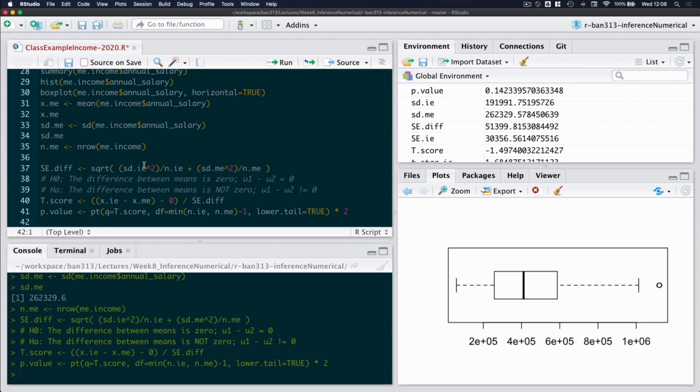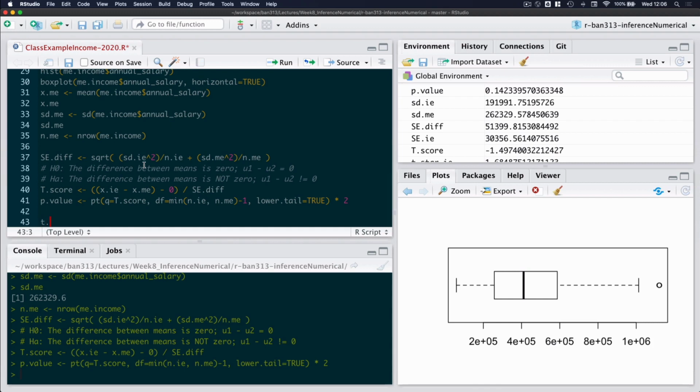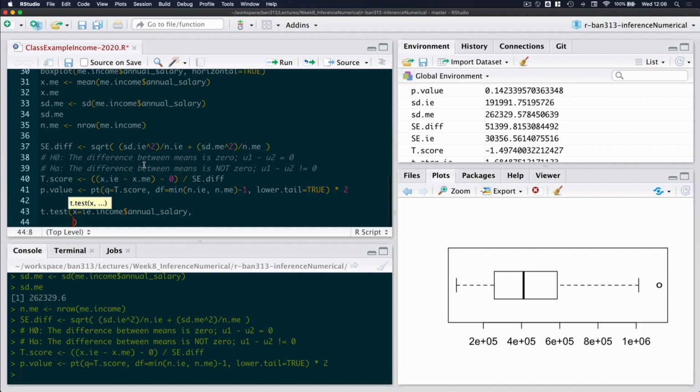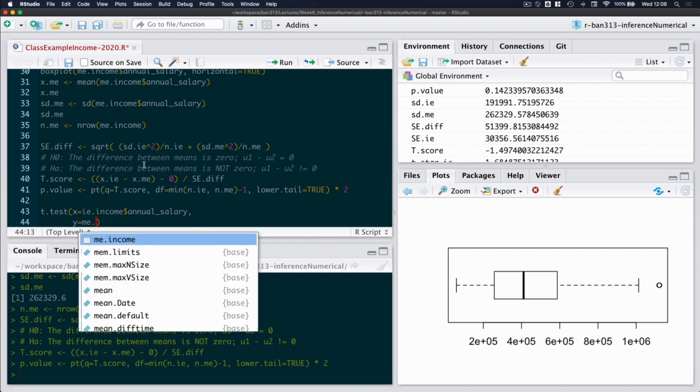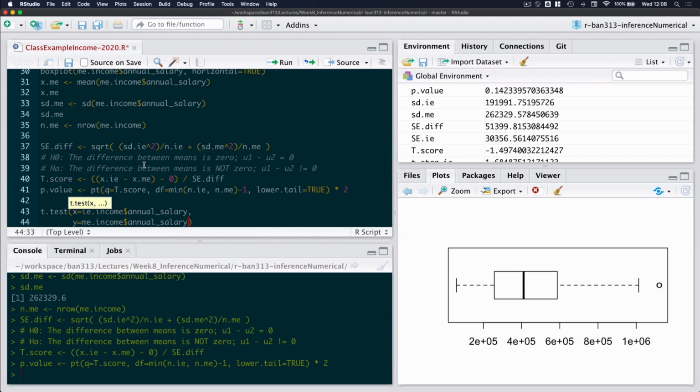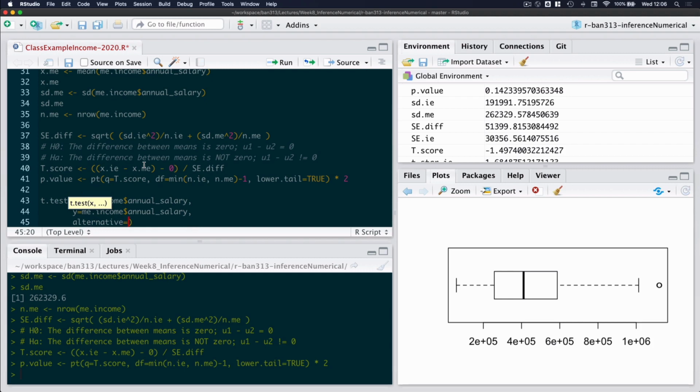And again, there is also a shorter form that we can do this, again using the t-test function, but now we have two samples. First x, which is the IE income value. We have a y, which is the ME income value. And the alternative, and again, you can go and have a look at the t-test help function value here. We're interested in a two-sided, and the data is not paired.